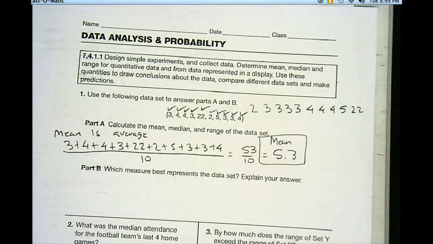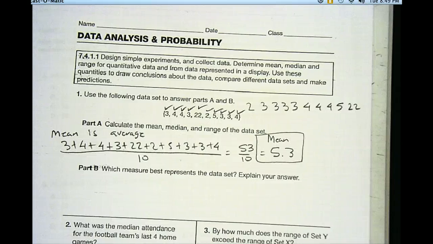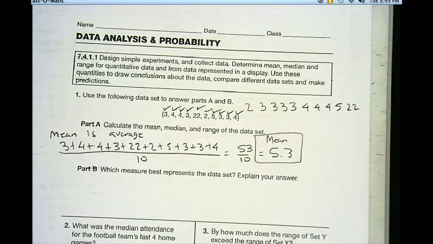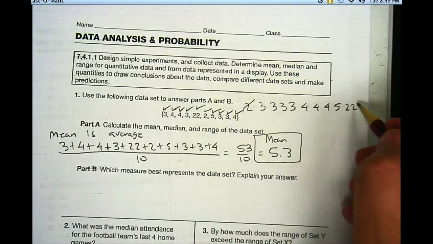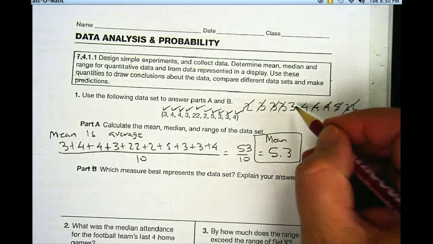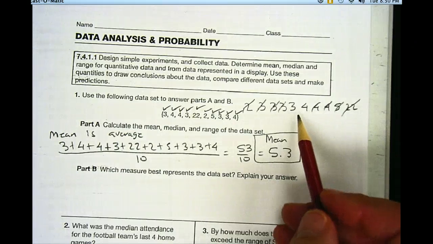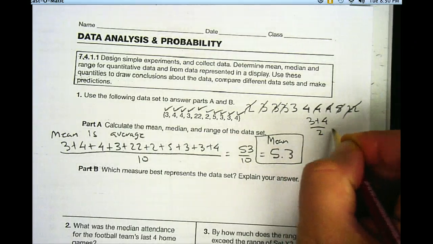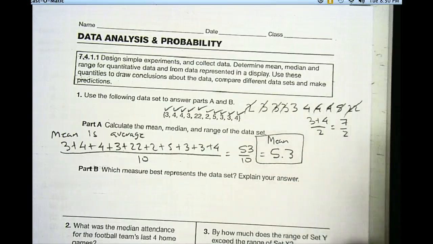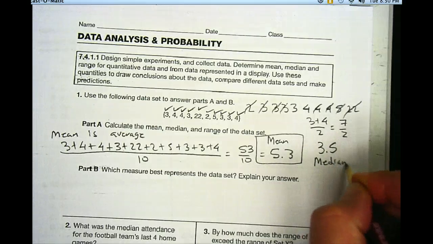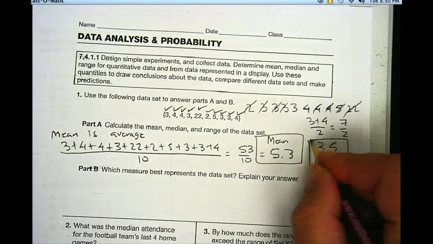Now to find the median, it's the middle score. I have an even number of numbers here. I'm adding 10 numbers, and that's an even number. So I'm going to have 2 numbers that come in the middle. So I cross out the smallest and largest, smallest and largest, smallest and largest, smallest and largest. And now I have 2 numbers in the middle. I have a 3 and a 4. I have to find the average of those 2. So I go 3 plus 4, and I divide that by 2, which is 7 divided by 2, which is equal to 3.5. So my median, or my middle score, is going to be 3.5.